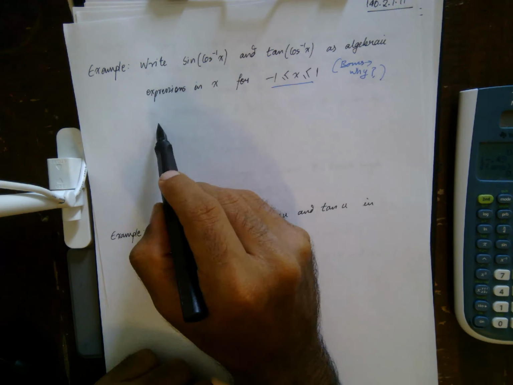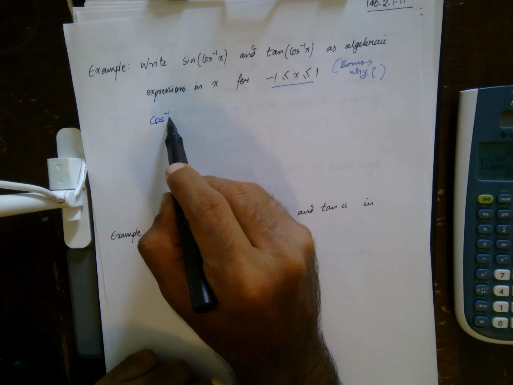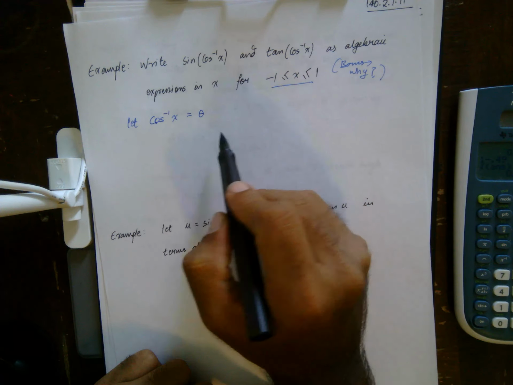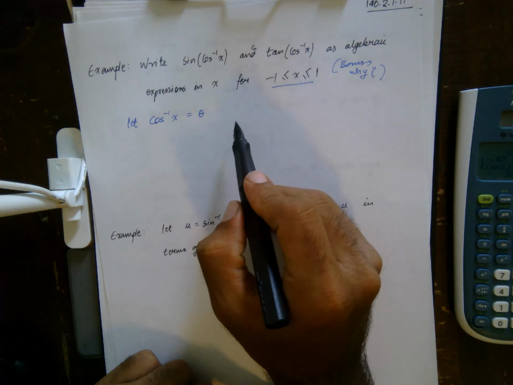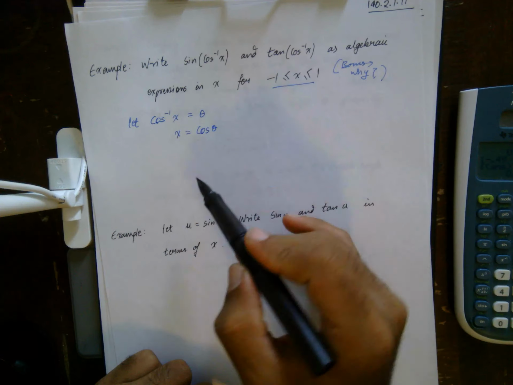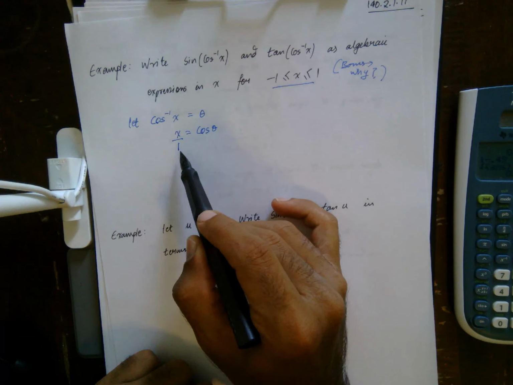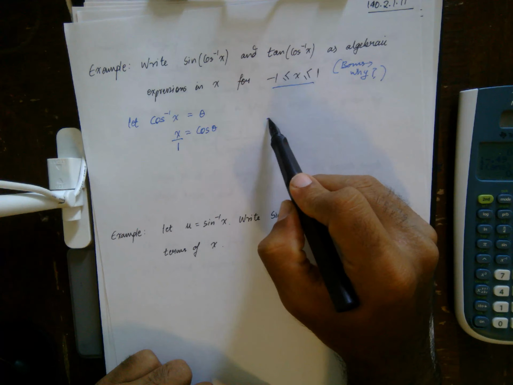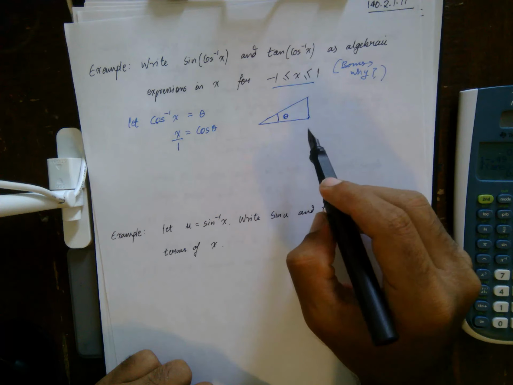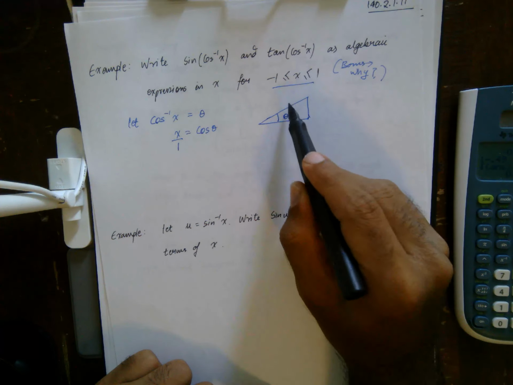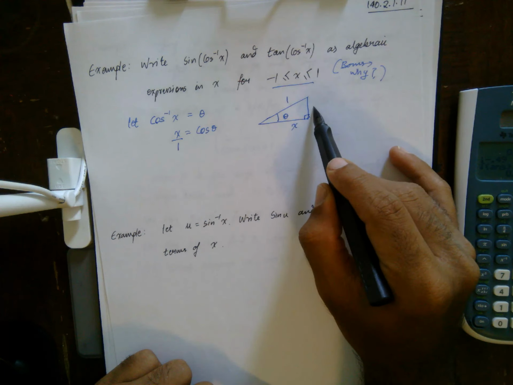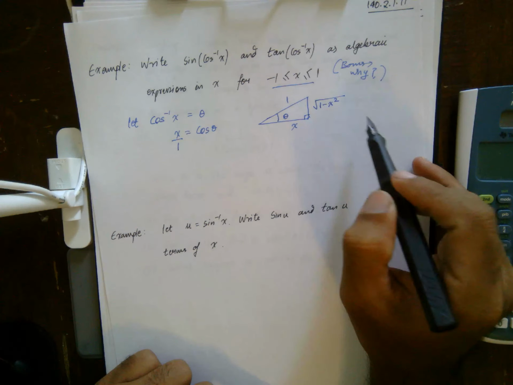The setup is going to be the same. We're going to say let cosine inverse x equal theta. This makes sense because cosine inverse of x is just an angle. This means x is cosine theta. Now thinking of x as a number, I can write that as x over 1. What this means is I have a triangle, I have an angle theta, adjacent is x, and the hypotenuse is 1. This makes the opposite, by Pythagoras theorem, square root of 1 minus x squared.